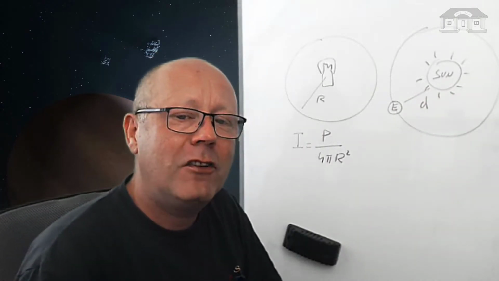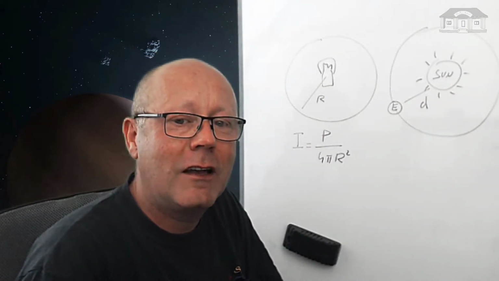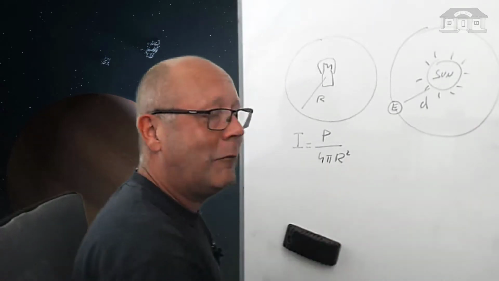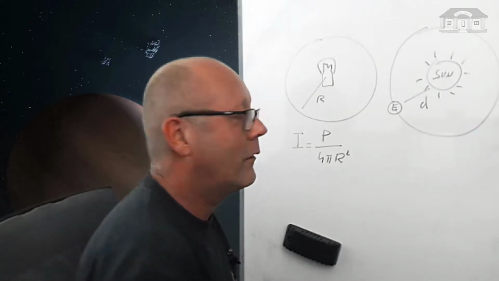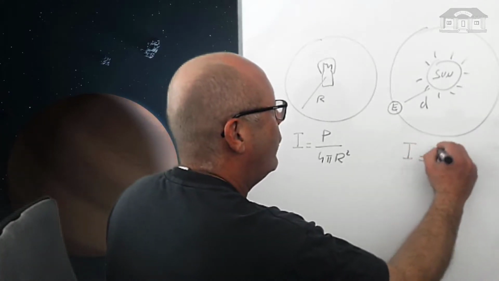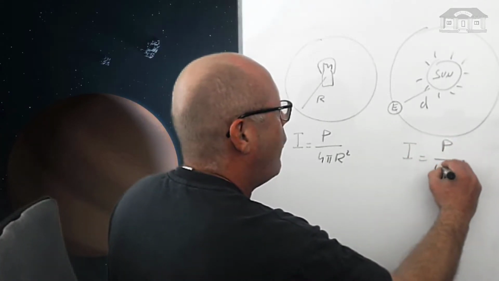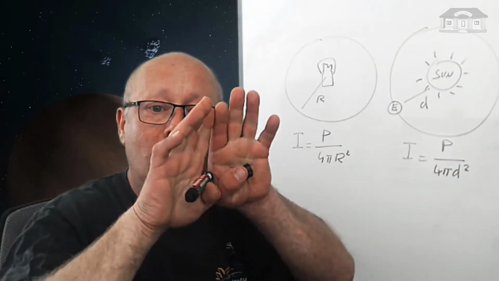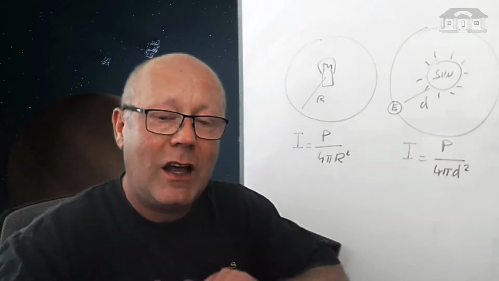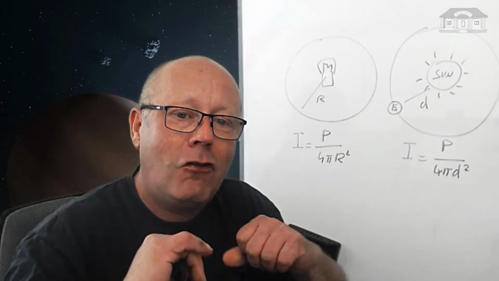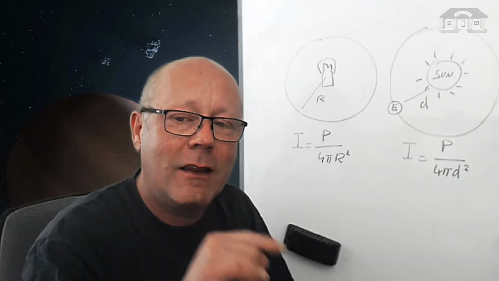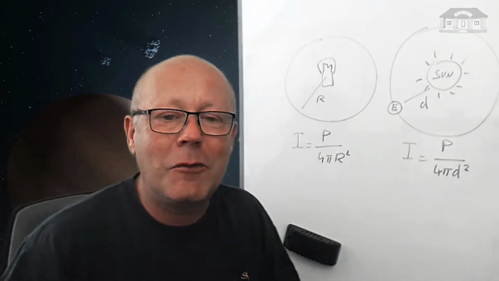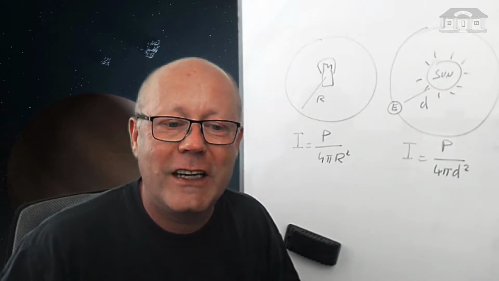If I want to know how much light I receive from the sun per meter square at the level of the Earth, I can use the same formula. I equals P divided by 4 pi d squared. 4 pi d squared corresponds to the sphere around the sun that has a radius corresponding to the distance between the sun and the Earth. So this is the subject of the next exercise. Let's check it out.